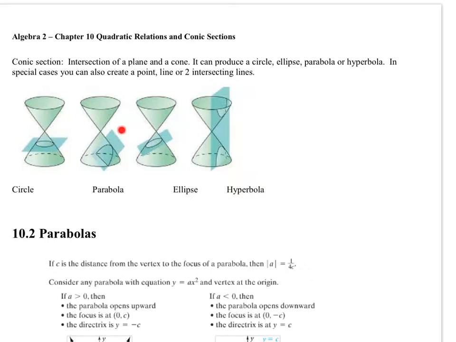If you slice through at an angle on one of the cones, the cross section is going to be a parabola. If you intersect not parallel to one of the cones, it's going to be an ellipse. And if you intersect vertically, perpendicular to the base of the cone, it's going to be what we call a hyperbola. So they all have special different equations.